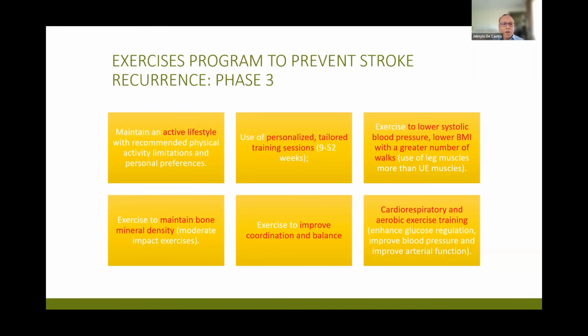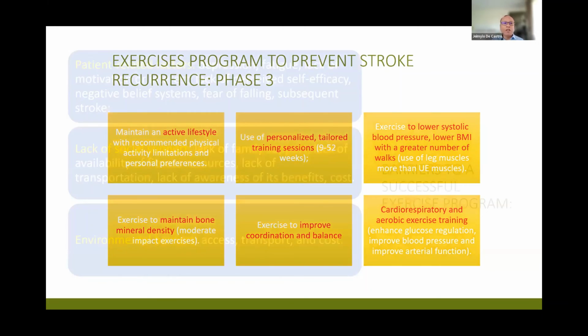Exercise to maintain bone mineral density is also important. Exercise to improve coordination, balance, the neuromuscular training, as we mentioned, and of course, cardiorespiratory and aerobic exercise training to enhance glucose regulation, improve blood pressure, and improve arterial function.